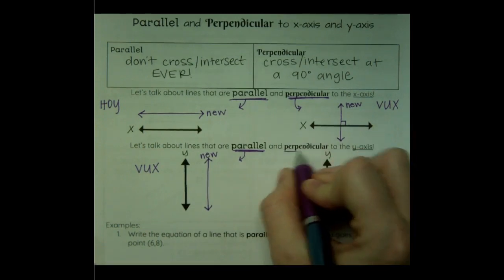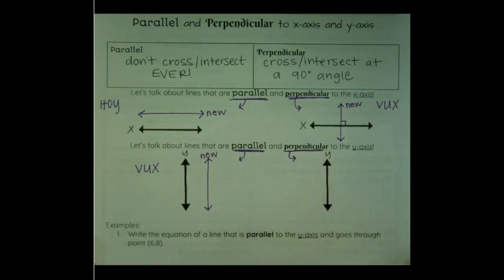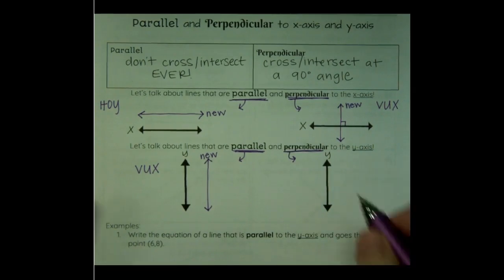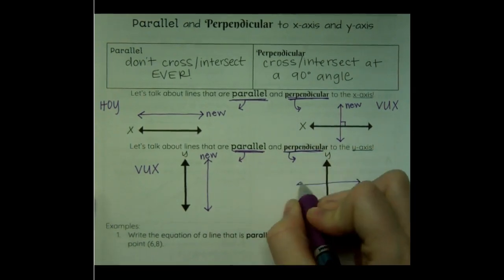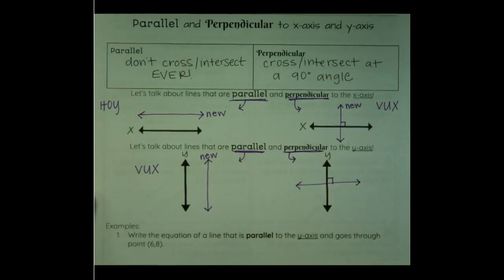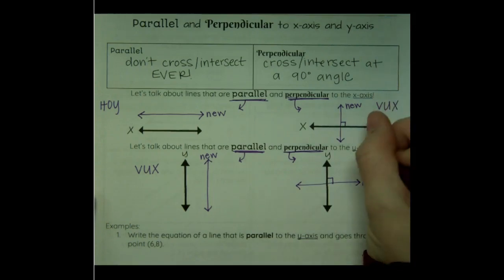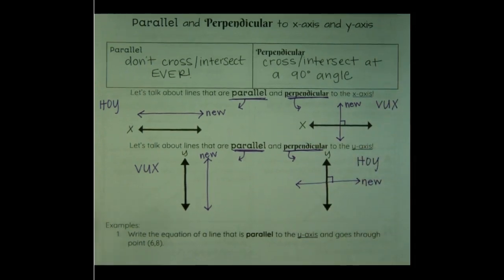Now over here, we have perpendicular to the y-axis. When it's perpendicular to the y-axis, it has to cross at a 90-degree angle. Okay, so my new line goes straight across the y-axis, crosses at a 90-degree angle, and this is a horizontal line. So to find the equation, we would use HOY. So I know right now you're like, okay, well, we didn't really write in the equations, we just drew a bunch of lines. These are just your examples, and now we're going to actually use points to do this.